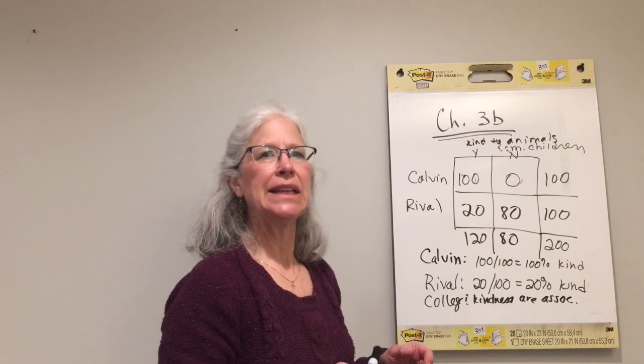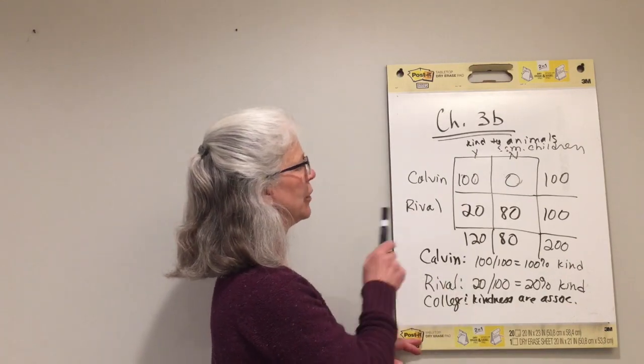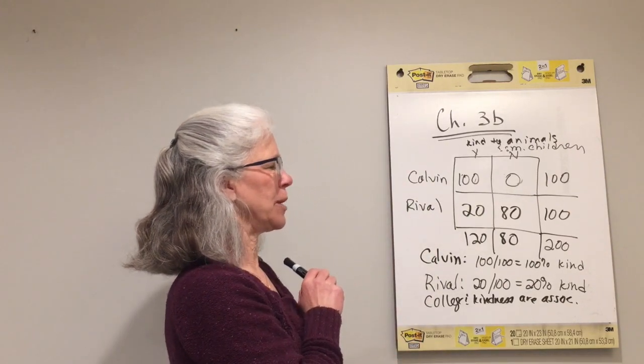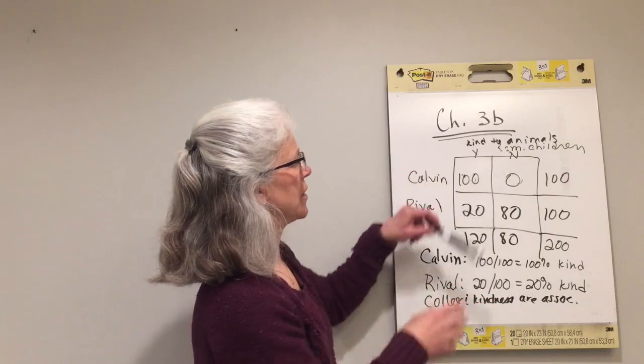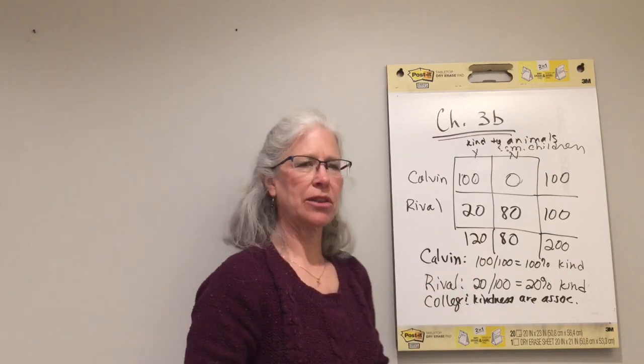Kindness and college were completely independent. We only saw that there was a relationship when these percents differed. Among Calvin, 100% were kind. Among the rival college, only 20% were kind. So when your row percents or your column percents differ one from another, then we think that there's a relationship.